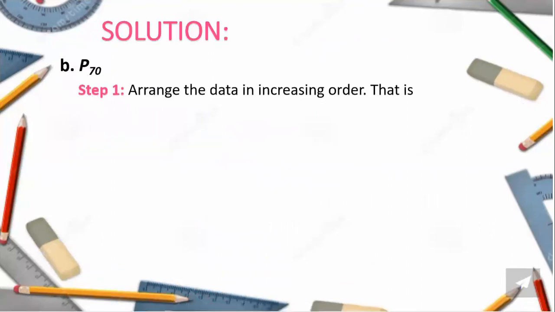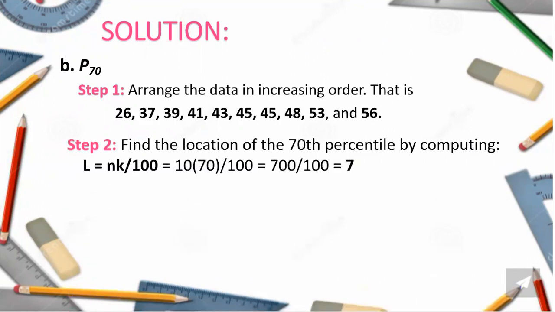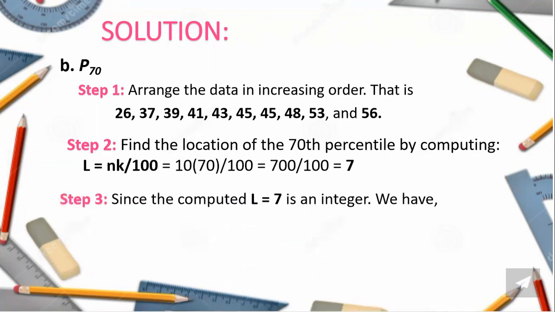For letter B, finding the 70th percentile, same steps. We arrange the data in increasing order, and we have this arrangement. Second, we compute for L. We have NK divided by 100 to find the location of the 70th percentile. Our N is 10, since we have 10 sodas. In this example, K now is 70, divided by 100. So we have 7 as the computed value for L. In this case, the computed L is equal to 7, which is an integer.